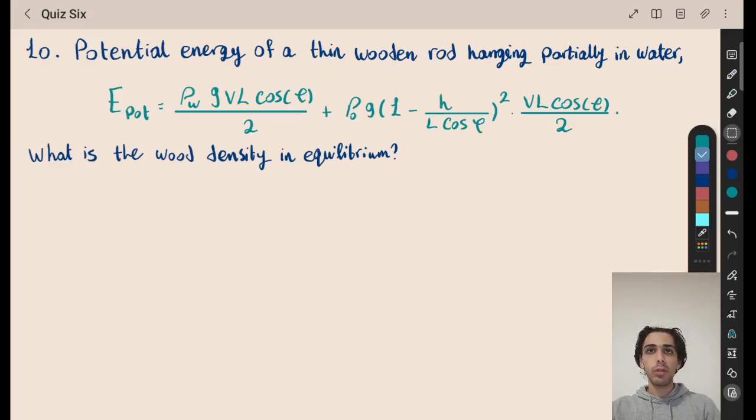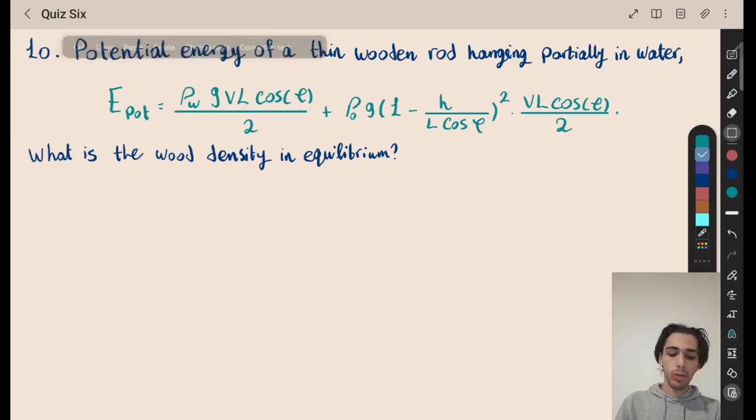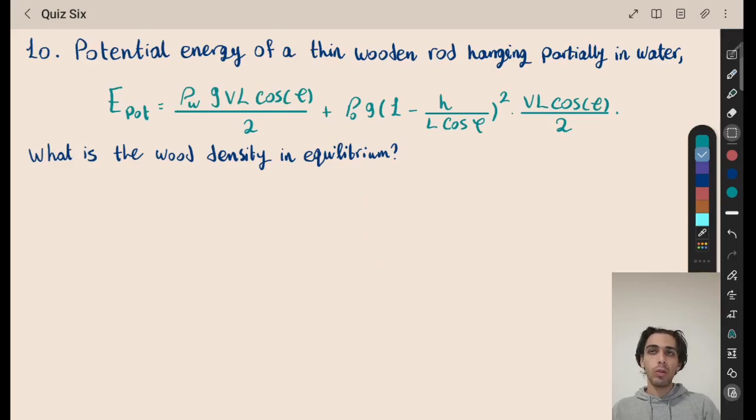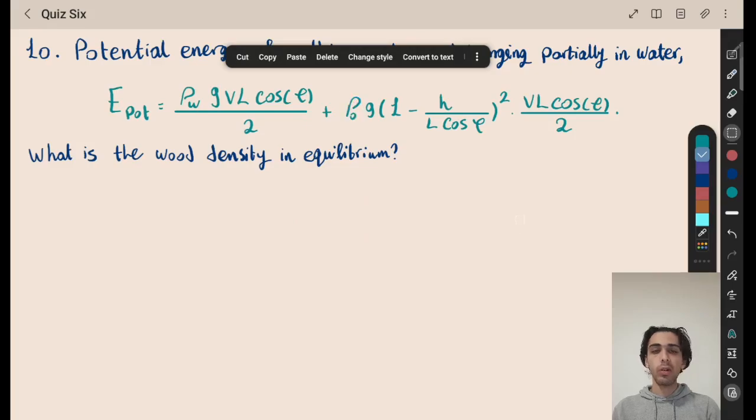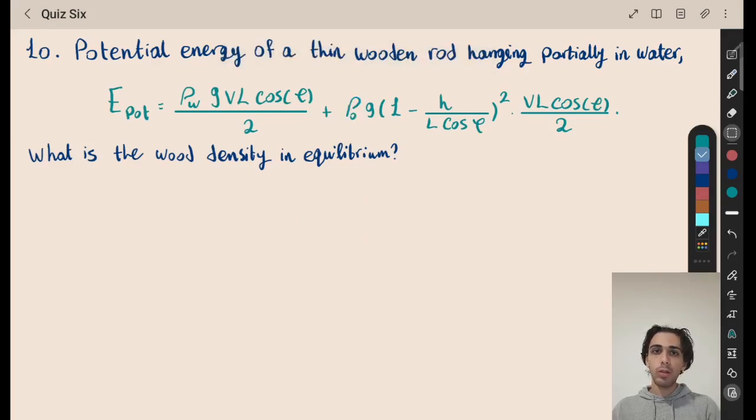First, let me introduce some constants. So rho W and rho naught are wood and water densities. Usually, the density of water is the standard for different densities. So if something is denser than water, then you would say it has higher density, and vice versa. But that's just some physics talk, I guess.